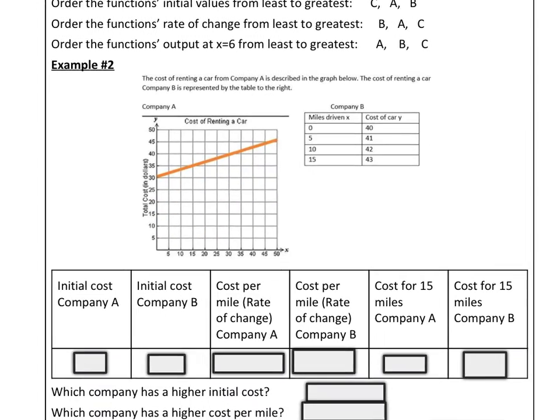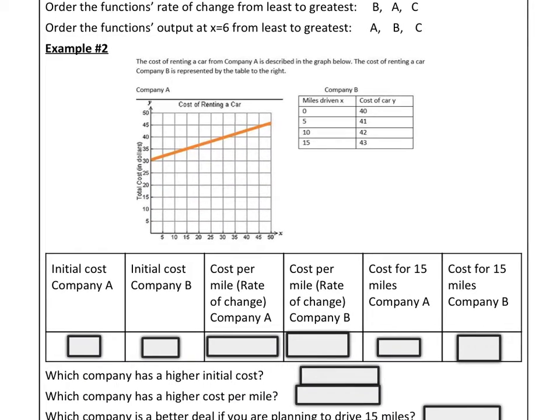All right, one more example. Looks like we have two car companies. It says the cost of renting a car from company A is described in the graph below. The cost of renting a car from company B is in the table to the right. First, see if you could fill this table out looking at initial costs, the rate of change or the cost per mile, and the cost if you drive 15 miles for each company.